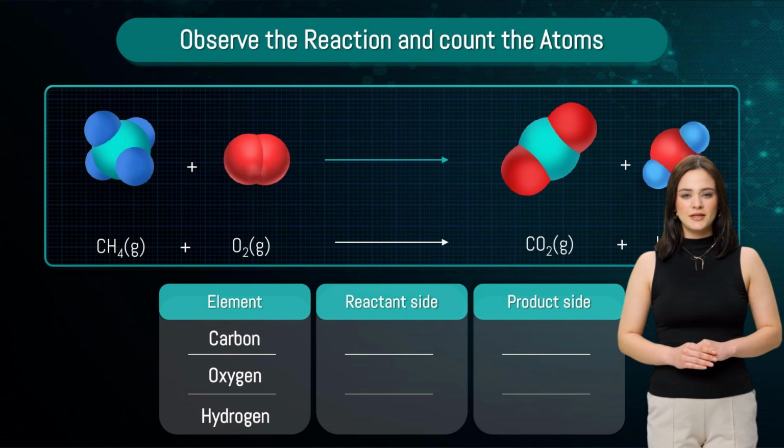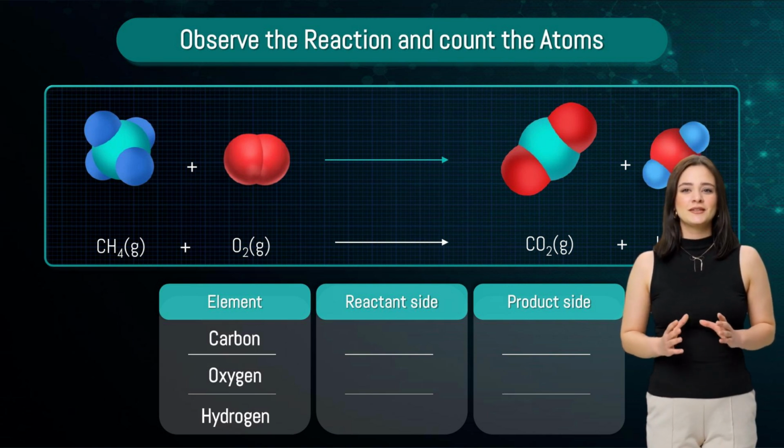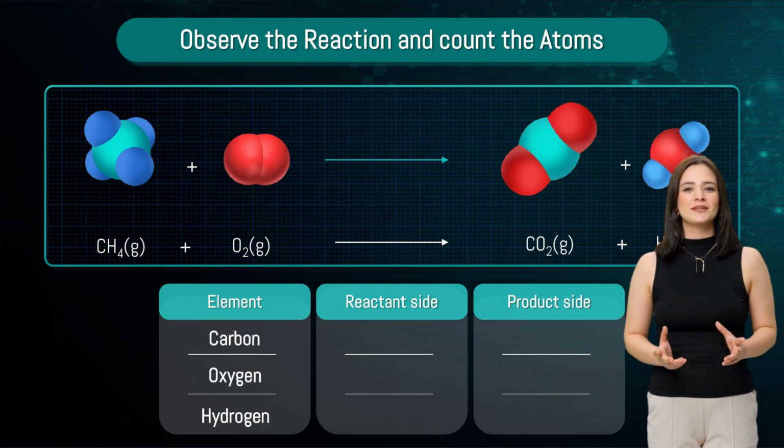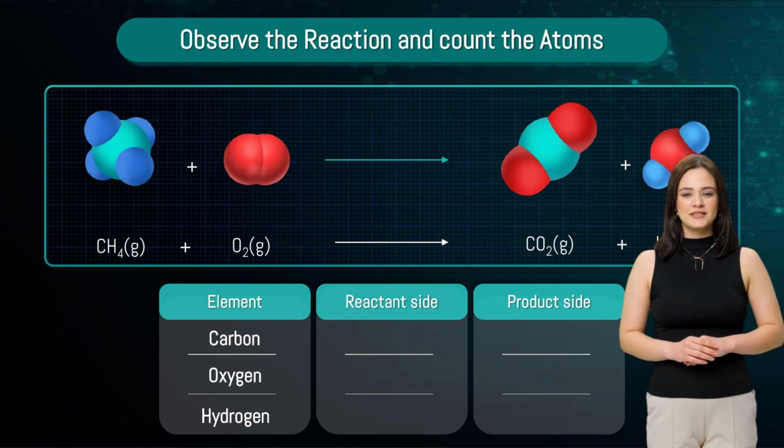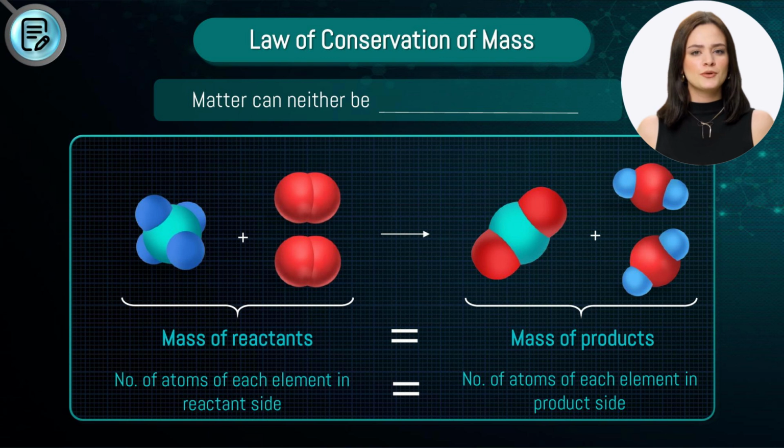Count the atoms: 1 carbon, 4 hydrogens, and 2 oxygens on the reactant side. 1 carbon, 3 oxygens, and 2 hydrogens on the product side. This illustrates the conservation of atoms. The law of conservation of mass states that matter cannot be created or destroyed. In a chemical reaction, the mass of the reactants equals the mass of the products.